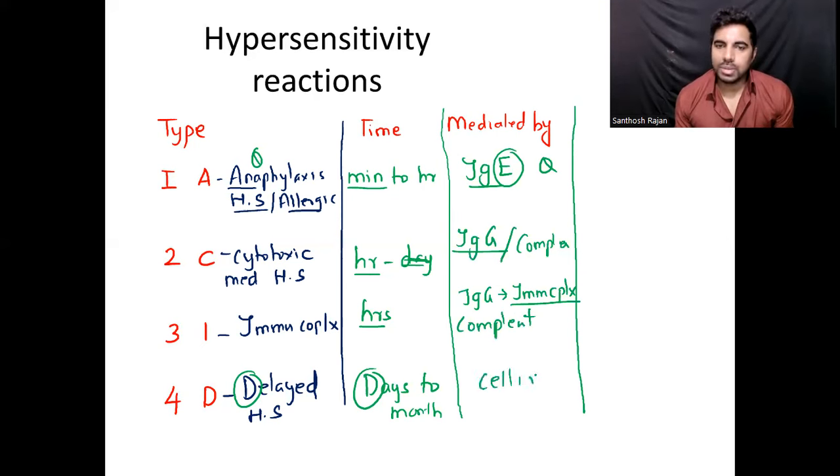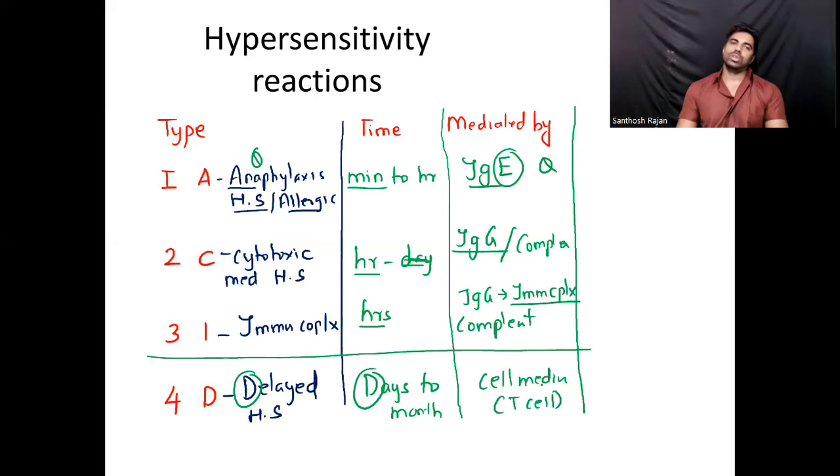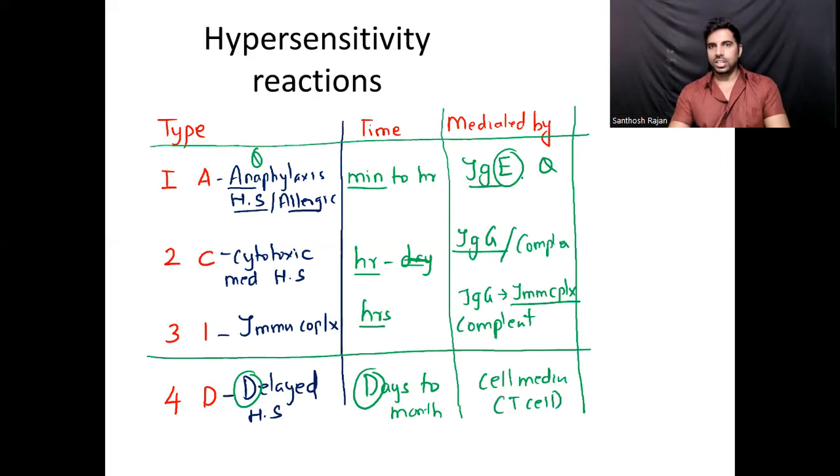Cell mediator means T cell mediator, not immunoglobulin mediator. Delayed is totally separate. So it is T cell mediated. That's it. This is the thing you have to remember. Very simple. So ACID. The first reaction is always minutes to hours, mediated by IgE, mast cell, all those things. Cytotoxic is hours, IgG and complement. And immune complex is few hours, immune complex or complement mediated also. Both are right.